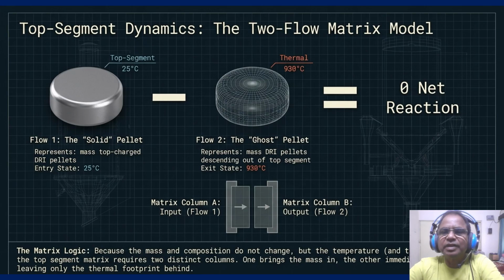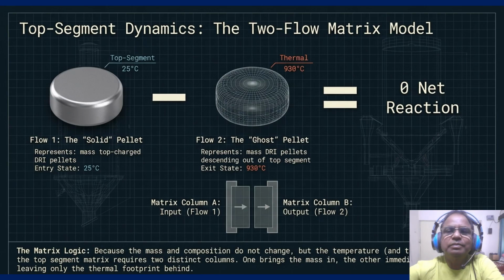The matrix requires two distinct columns. One brings the mass in and the other immediately takes it out, leaving only the thermal footprint behind. This perfect balance ensures that our Fe, C and O balances in the top segment remain zeroed out, while the enthalpy delta is fully captured. It is a mathematical trick that perfectly mirrors the physical reality of unreacted descent through the shaft. This thermal footprint is what ultimately dictates our top gas temperature and energy efficiency.